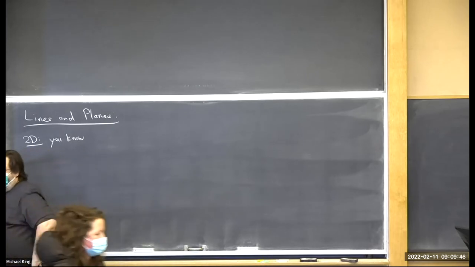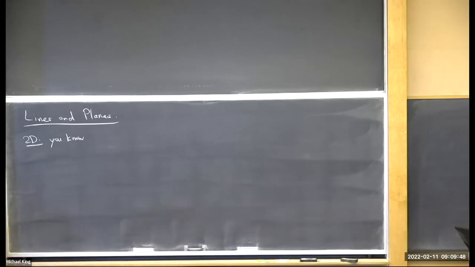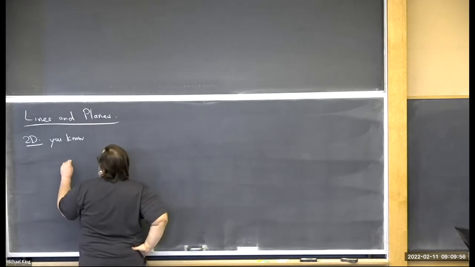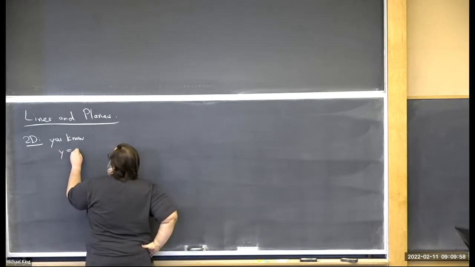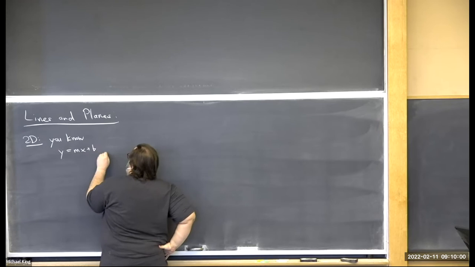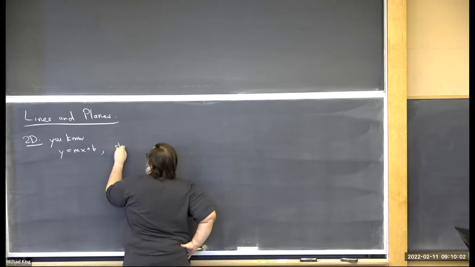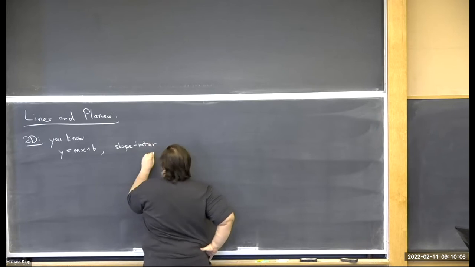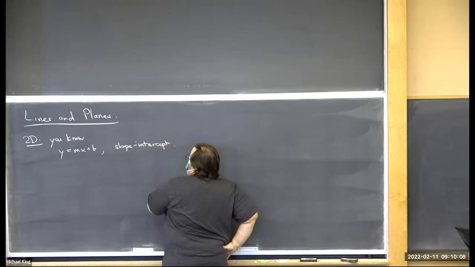What's your favorite line equation? Like, what's your favorite general form? What do you always say? Y equals mx plus b, right? So you know y equals mx plus b, which is the slope-intercept form, because m is the slope and b is the y-intercept, right? When you plug in x equals 0.